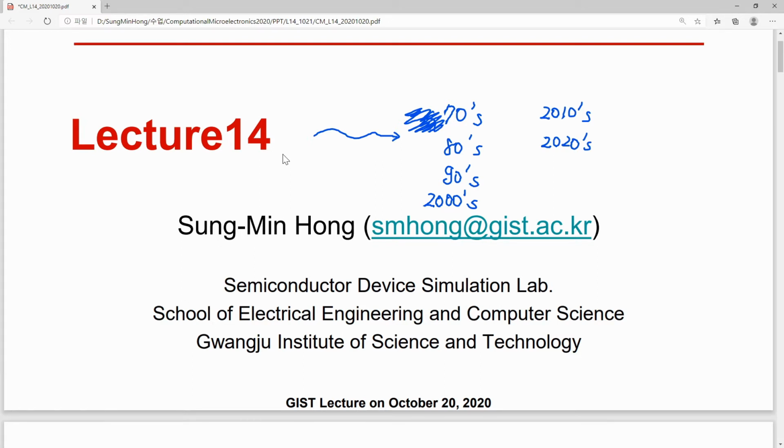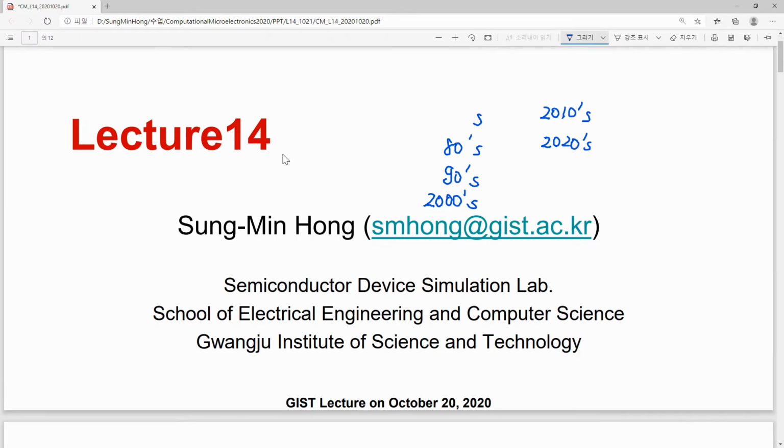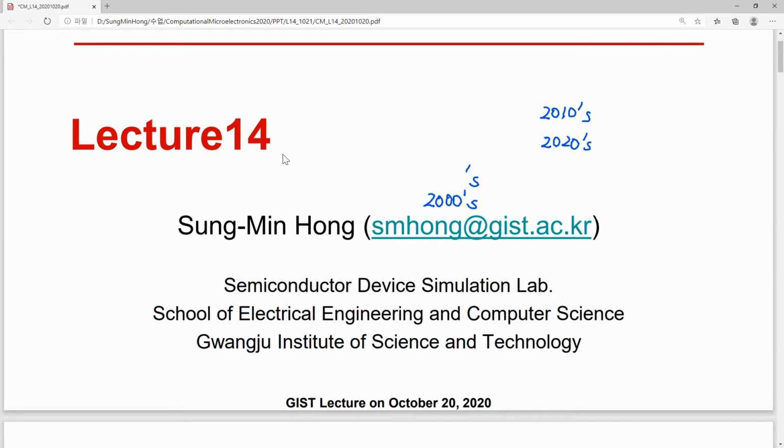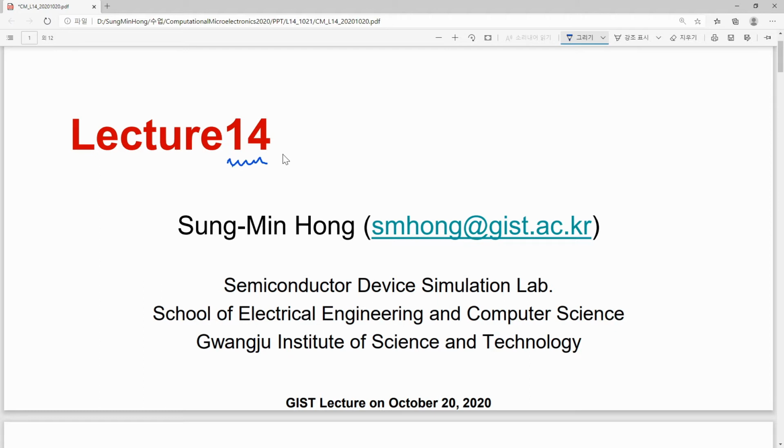That's the reason why, instead of solving the Boltzmann transport equation directly, they developed many ways to get a simplified equation and solve that simplified equation. So we will now talk about the very basic ways to derive simplified equations from the Boltzmann transport equation. That is the main topic of our lecture 14.